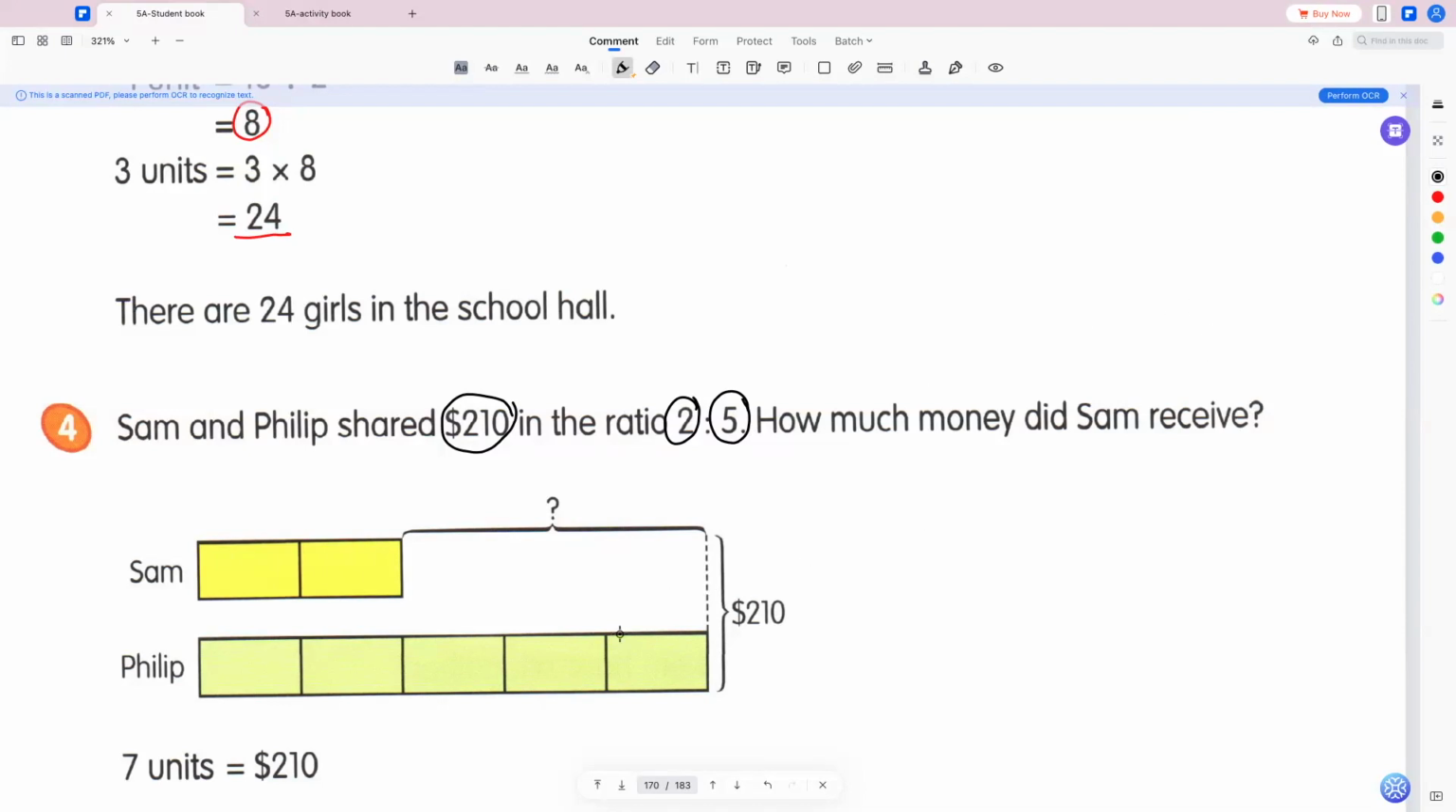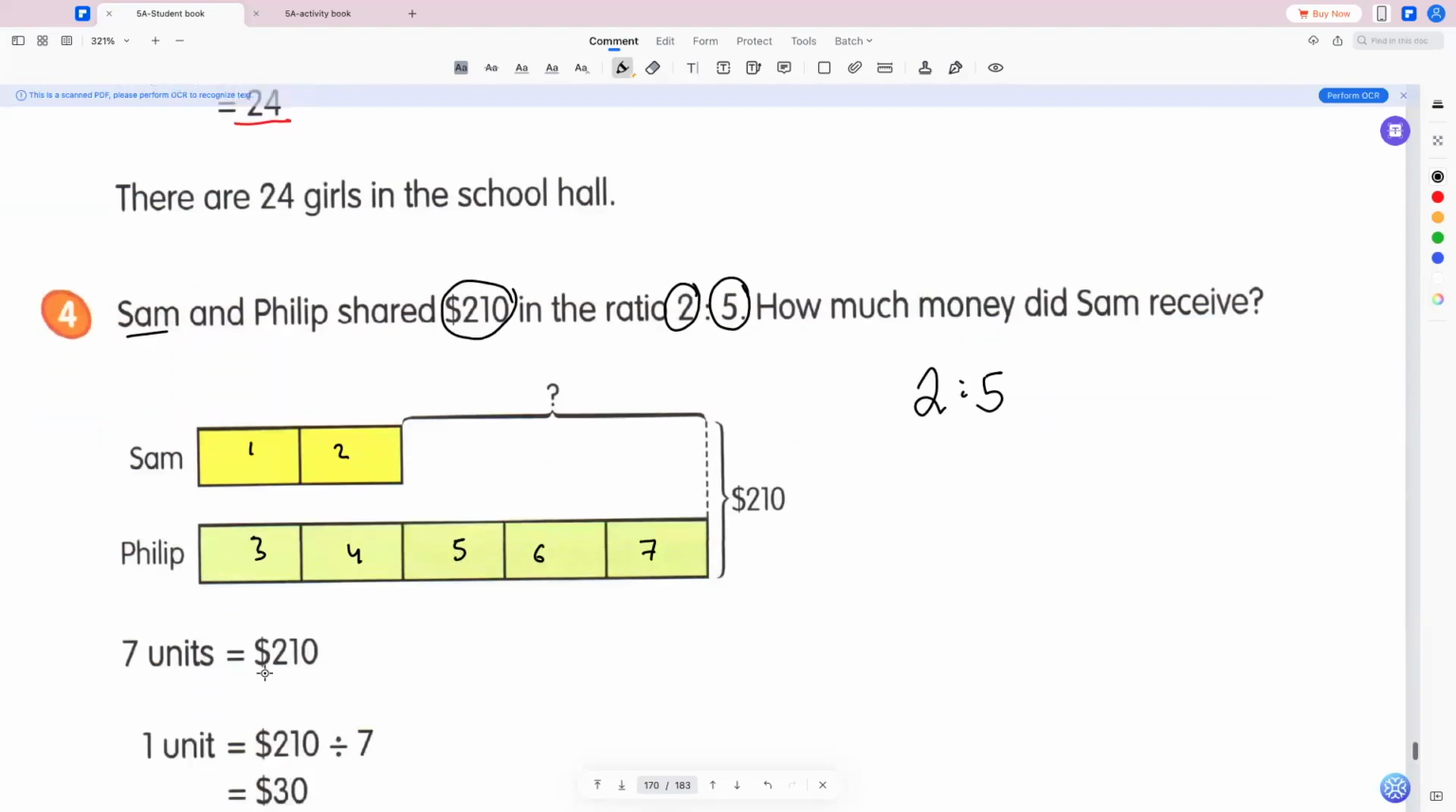So we can follow a similar process that we did in the previous question. I know that I have 7 units in total. We can see that there's 1, 2, 3, 4... Oh, no. Let me try that again. 4, 5, 6, 7. 7 units, right? They total up to 210. This was representative of the ratio 2 to 5. For every $2 that Sam gets, Philip gets 5. So think of these units as the ratio. So 7 units equals 210.